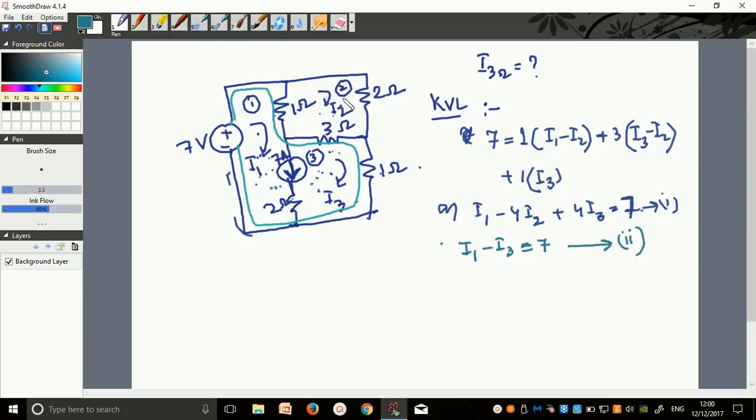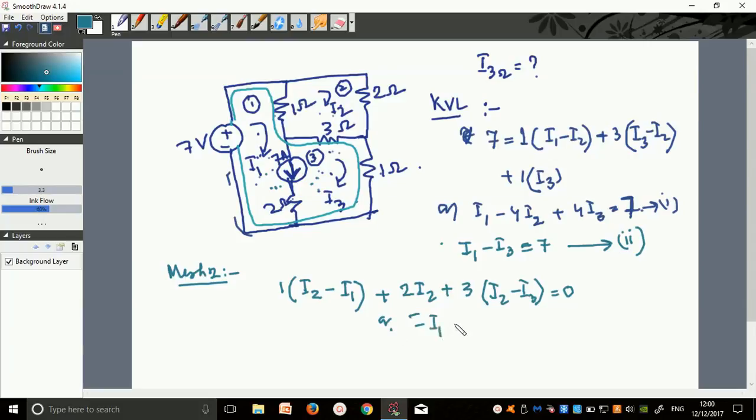And the third equation, of course, is very simple, considering your mesh number 2. So for mesh 2, we will write 1 times, I'm considering mesh number 2, so I2 will come first, I2 minus I1, this 1 ohm is in between mesh number 1 and 2, plus 2 I2, this is separate, no doubt about this, plus 3, I'm within 3 ohms, I2 and I3 both are flowing, so I2 minus I3 equals 0. So this will give me minus I1 plus 6I2 minus 3I3 equals 0. So this is my third equation.